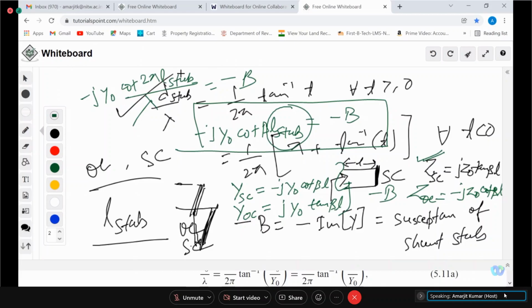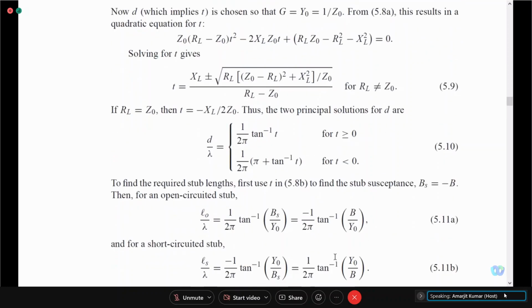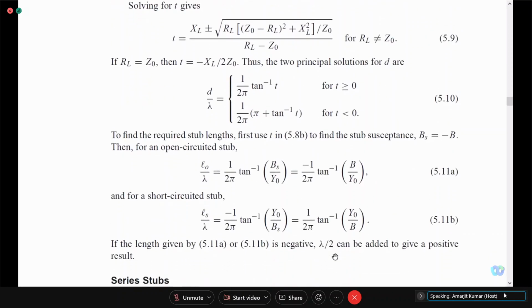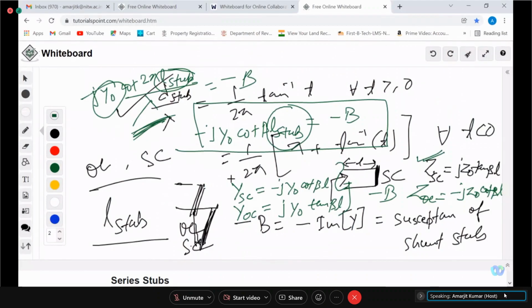Can we calculate the length of a stub here? Frequency will be given, of course you can calculate lambda. Y0 will be given to you, the admittance of the transmission line, feed line. So this way we calculate the length of the stub analytically, not using the Smith chart. This is analytically. So see here, Ls by lambda is 1 upon 2 pi tan inverse Y0 upon B.